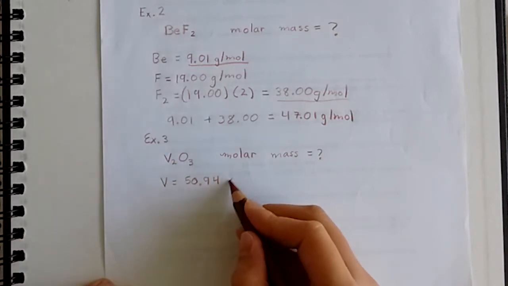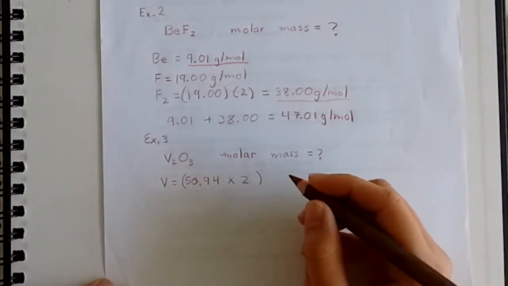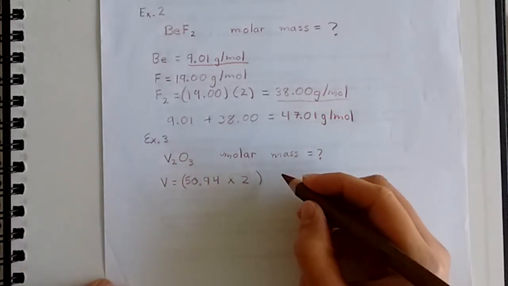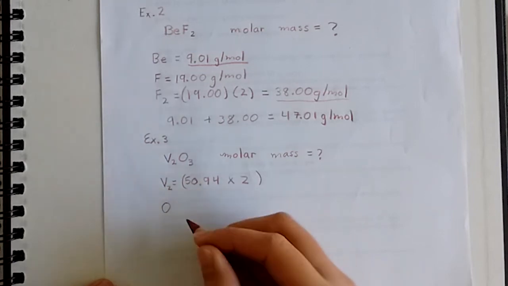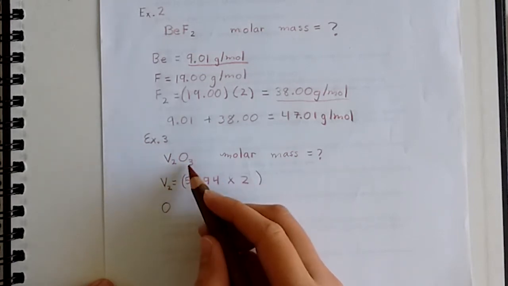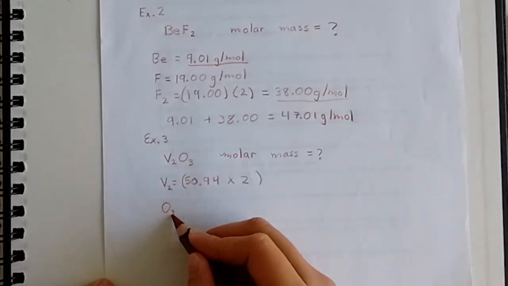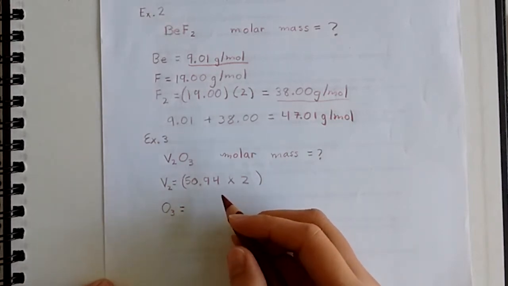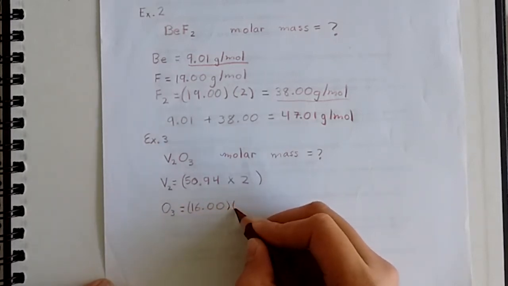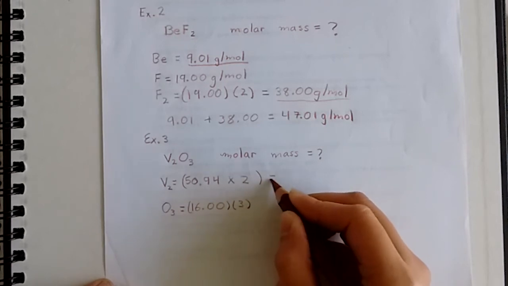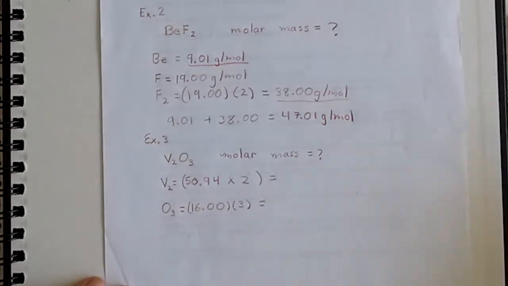And because we have 2 vanadiums, we have to multiply this number by 2 to get the total number of grams for vanadium in this compound. Then we have oxygen, of which we have 3, given by the subscript directly after the symbol for oxygen. It says here 16, so 16 grams per mole, times 3, and then we can calculate these values and add them up.